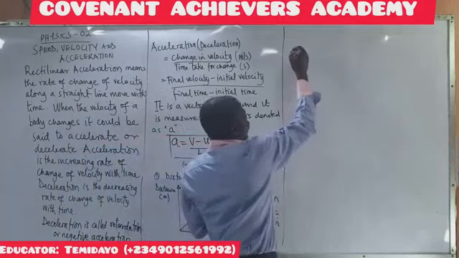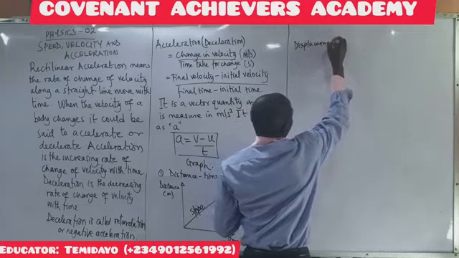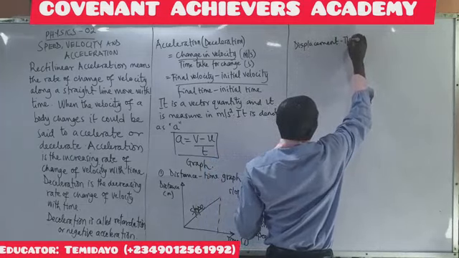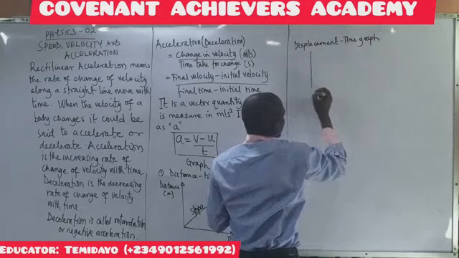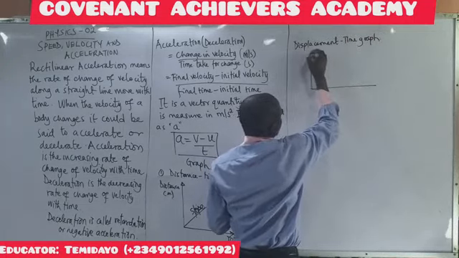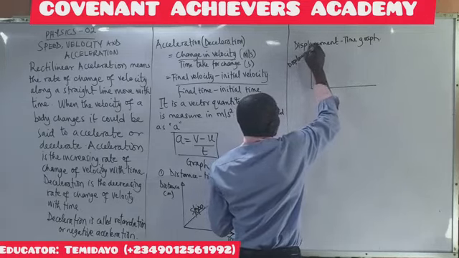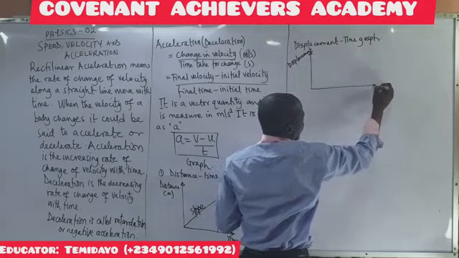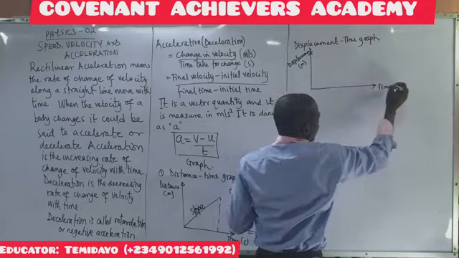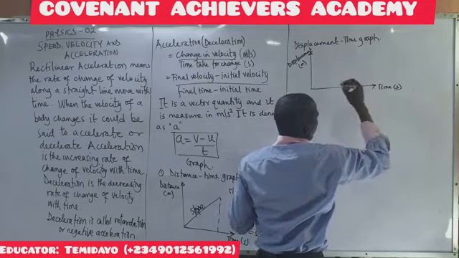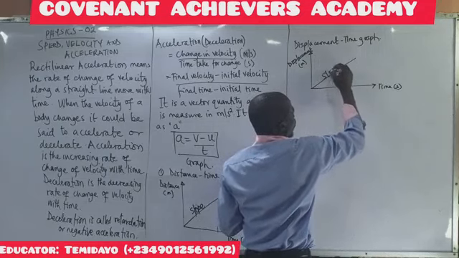Also, we have what we call the displacement-time graph. When you are plotting your displacement against time, here you are having displacement and you're having your time here. Displacement is also measured in meters and time is measured in seconds. So when you plot the displacement-time graph, this is your slope.